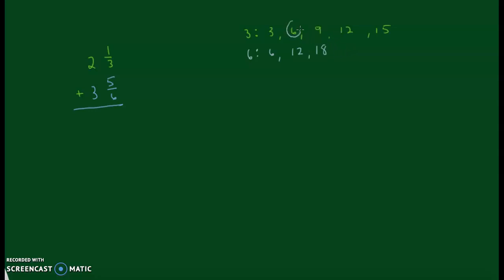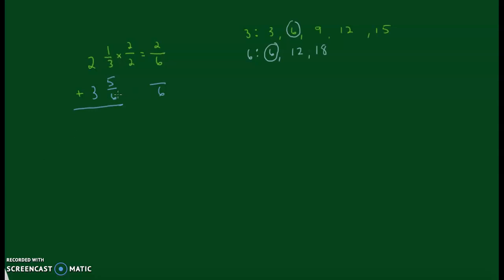And I can see that 6 and 6 are equivalent. They're the same. Now I'm going to find my equivalent fractions. And I'm going to start with 1/3. So I know that 3 times 2 is 6. So if I do 3 times 2, I also have to do 1 times 2. 1 times 2 is 2. So 2/6 is equivalent to 1/3.